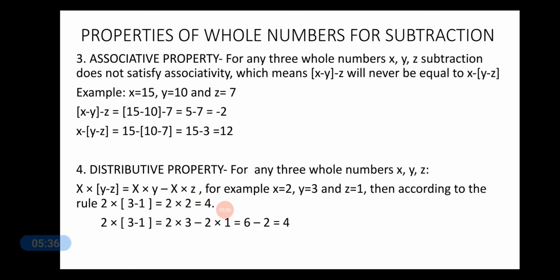This is a simple sum. But if you are trying to satisfy the distributive property, now if I open the bracket, multiplying 2 with the other two numbers present inside the bracket, so 2 into 3 minus 2 into 1. So 2 into 3 will give you 6 and 2 into 1 will give you 2. So 6 minus 2 will give you 4. So you see, in the first case your answer is 4 and in the second case also your answer is 4. So distributive property is possible for whole numbers.